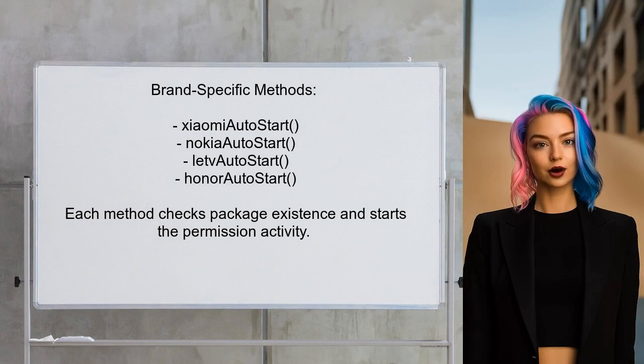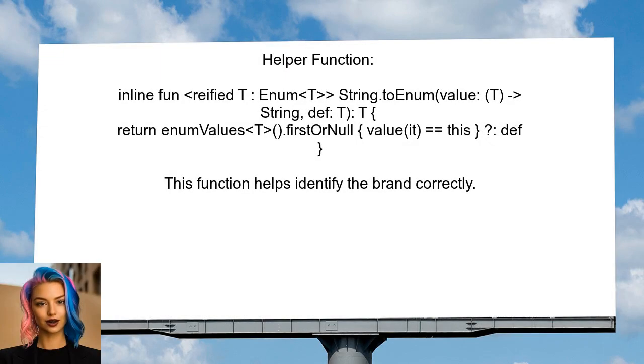Each method checks if the corresponding package exists and then starts the activity to request auto start permissions. Additionally, the user provides a helper function to convert strings to enum values, ensuring the correct brand is identified. This structured approach allows for easy management of permissions across different device brands.